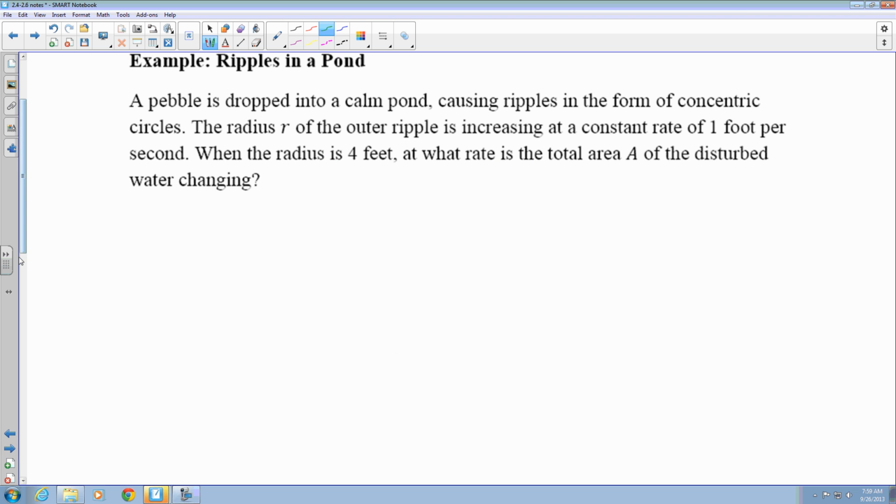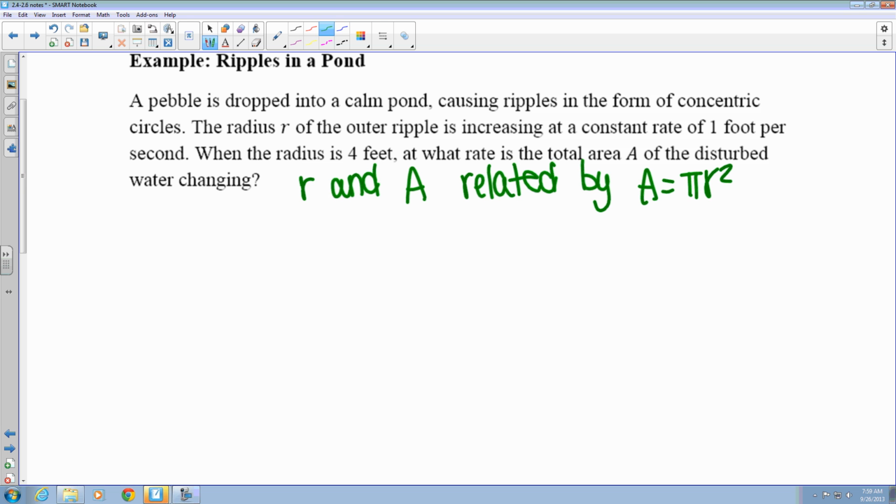Alright, ripples on a pond. A pebble is dropped into a calm pond, causing ripples in the form of concentric circles. The radius r of the outer ripple is increasing at a constant rate of 1 foot per second. When the radius is 4 feet, at what rate is the total area of the disturbed water changing? So we know that we have the radius and the area, and we know that they are related by the area formula for a circle, which is pi r squared.